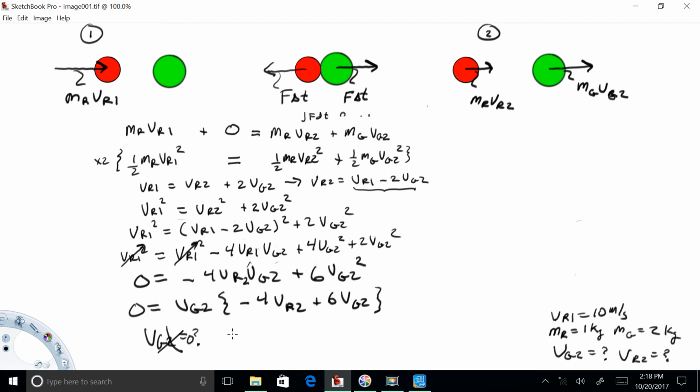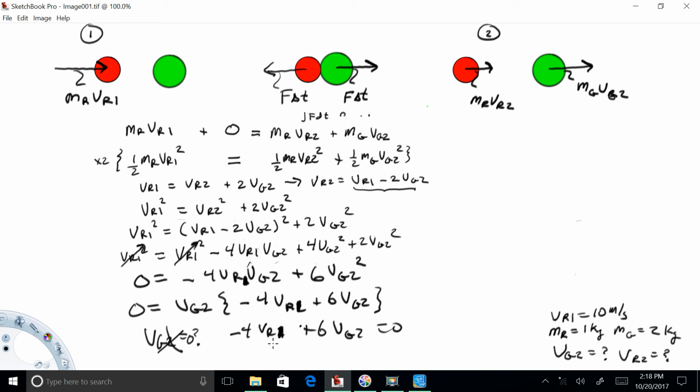The other solution is negative 4 VG2. Oops, got to backtrack here, folks. I think I made a little bit of a math error. Let's see, this is a VR1 VG2, VR1, sorry about that, VG2, and then minus 4 VR1 plus 6 VG2 equals 0. There's the other possibility. Sorry about that, folks.